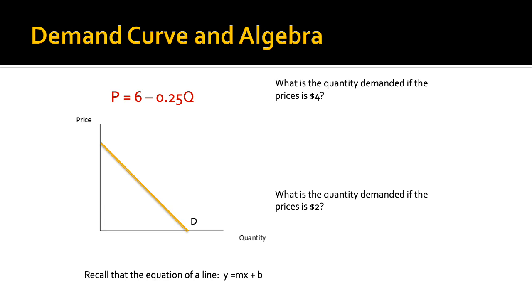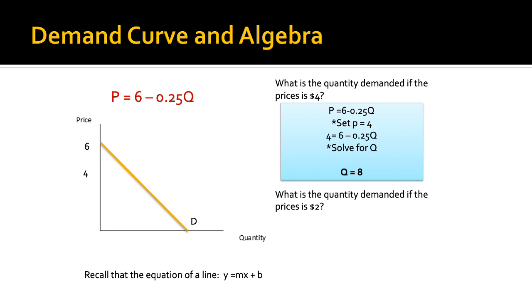So here we go. The question here is, what is the quantity demanded if price is 4? What would that mean? We'd plug in 4 here and solve for Q. So in this case, when we solve for Q, we find that Q equals 8. So if the price is $4, the quantity demanded is 8 units.